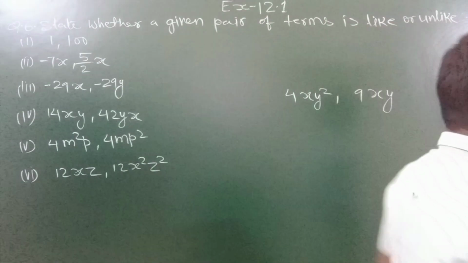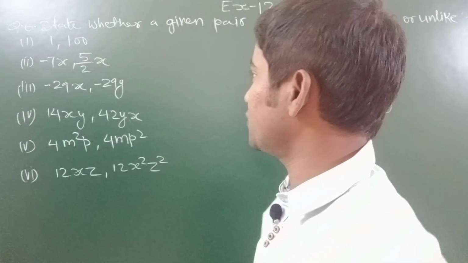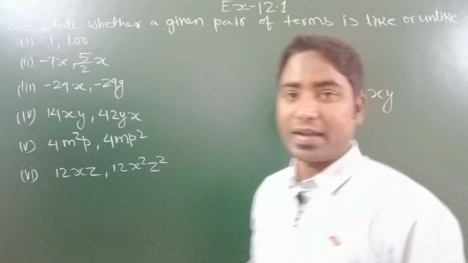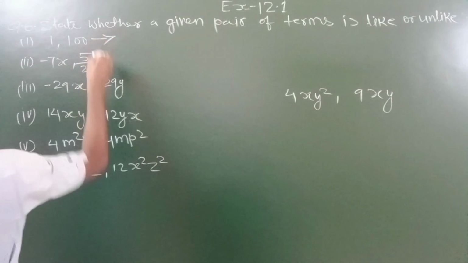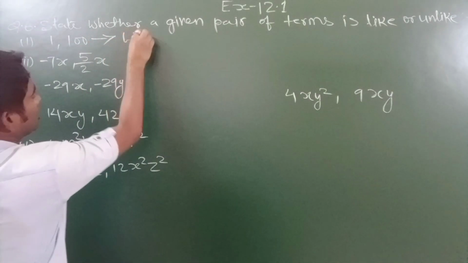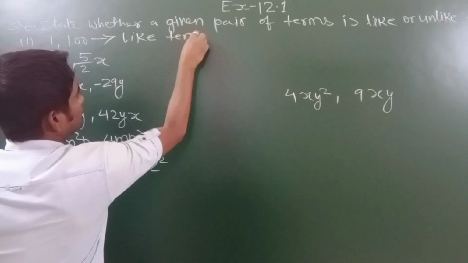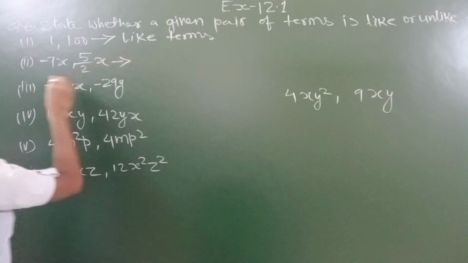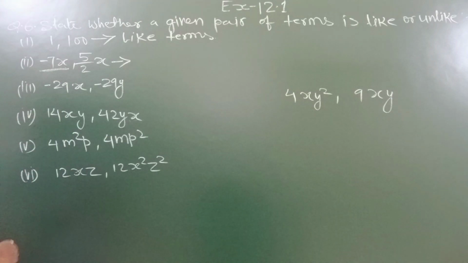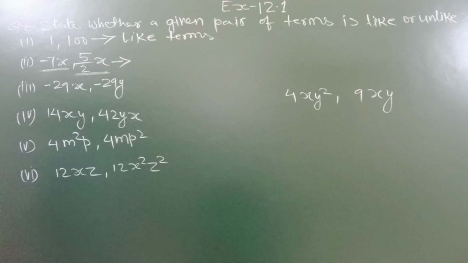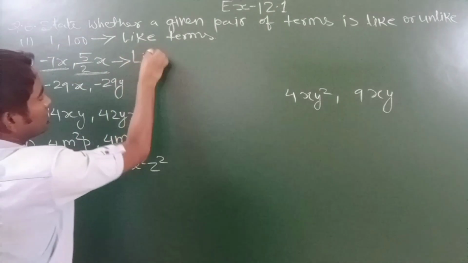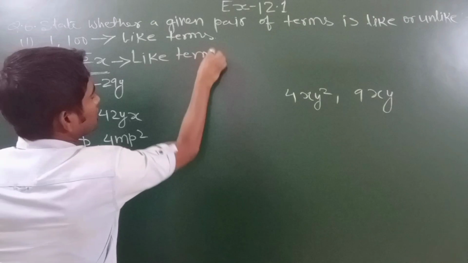Now moving to the segments that I have written here, students, we have to state whether they are like terms or unlike terms. The very first pair is 1 and 100. Both are constants, so they will be like terms. Now in the second pair, the first term is minus 7x, and the second term is 5/2x. In both the terms we have the same variable, that is x. So again they will be like terms only.